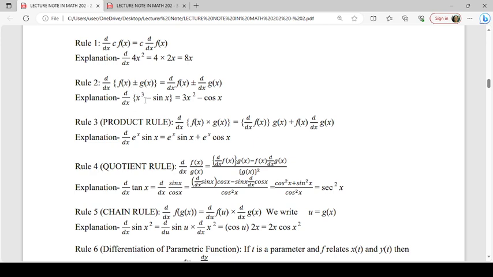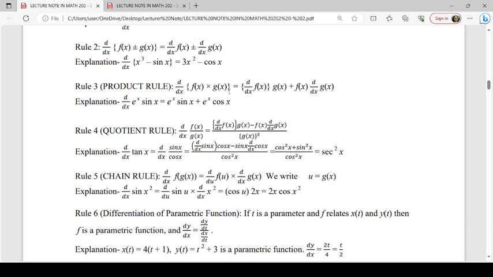So f of x is x cube, g of x is sin x. So x cube minus sin x. So the derivative of x cube is 3x square, and minus the derivative of sin x is cos x. Then product rule. Product rule is, so this is a product. So first two functions are there, so we take the derivative of the first, then multiply by the second function g of x, then plus f of x is kept as it is, and we take the derivative of g of x.